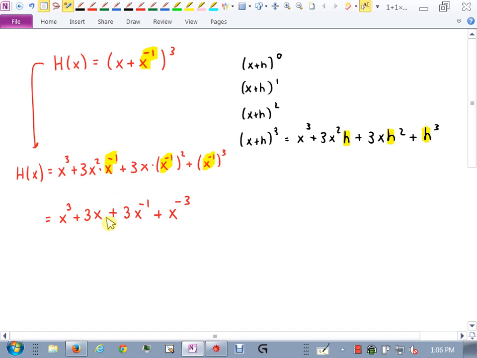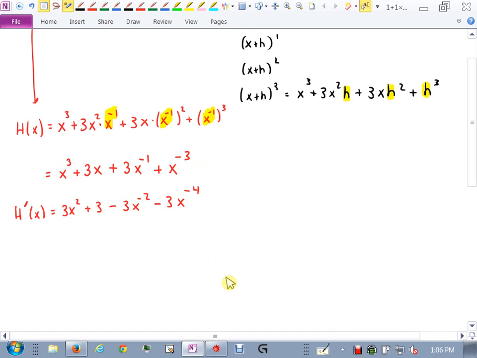And now I have 1, 2, 3, 4 terms, and I can do the derivative of each one with the power rule. So the derivative is 3x squared plus 3 minus 3x to the negative 2 minus 3x to the negative 4. Now that may not be what the back of the book had. It does? That's what it has? Okay. Do you understand? Yes.